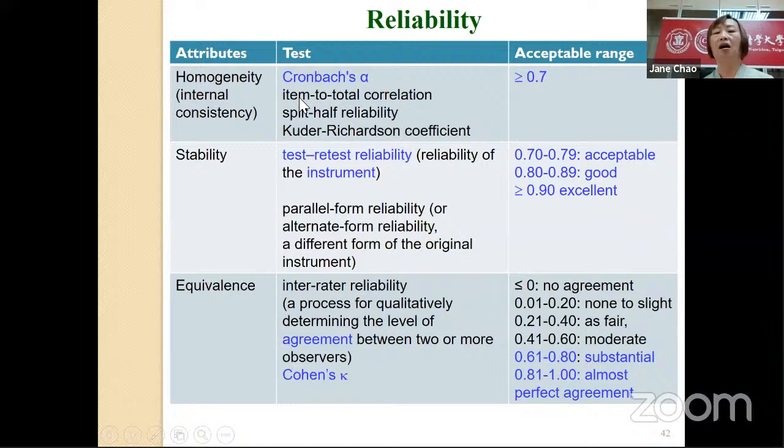So there are different statistical methods to test different categories. So Cronbach's alpha value or test-retest reliability or other inter-rater reliability tests. So if you get the data and it's within the acceptable range, that means reliable. But if it's not in the acceptable range, we call it not reliable. So there are different reliability tests we can do.